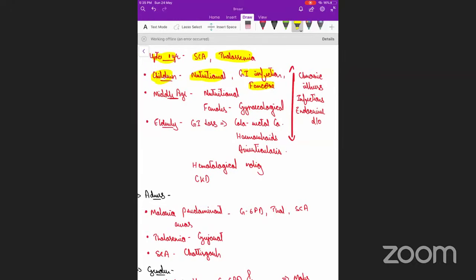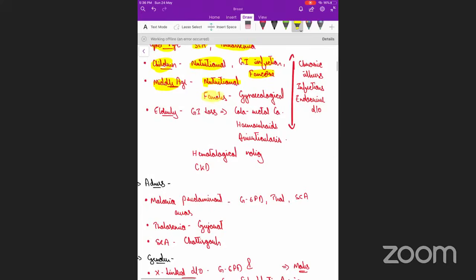Then if it is middle age, we'll again think of nutritional causes, because pregnancy comes into the picture where there will be increased demand, or in a slightly younger age because of puberty, again it will be nutritional. In females, because of gynecological problems like menorrhagia, that itself can lead to nutritional anemia.